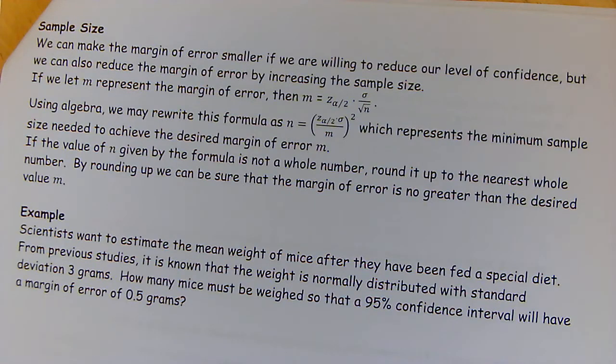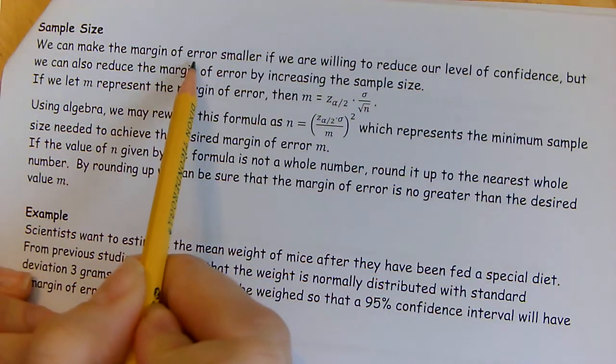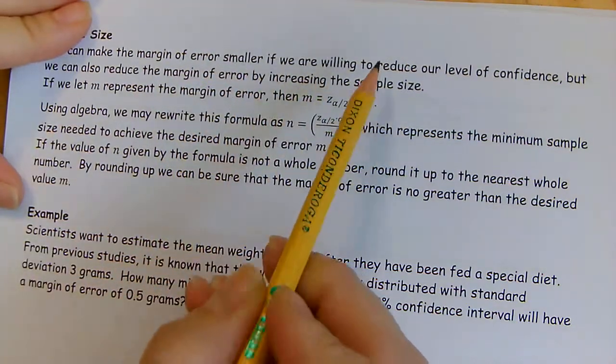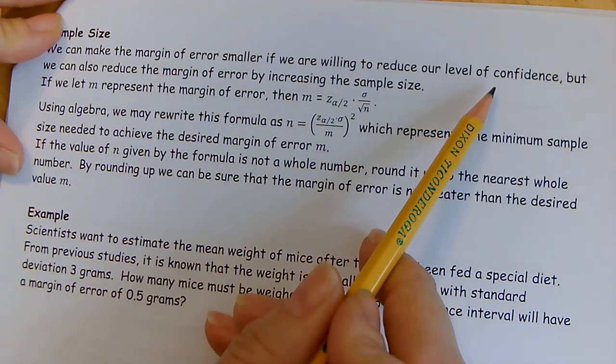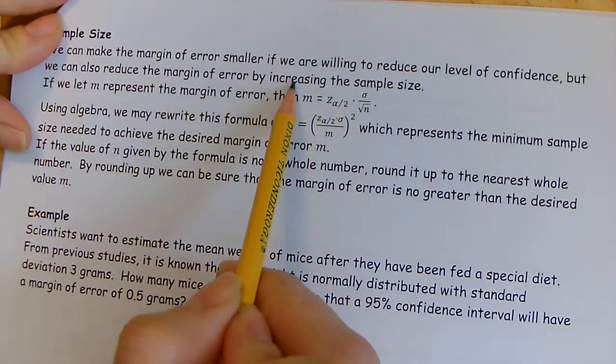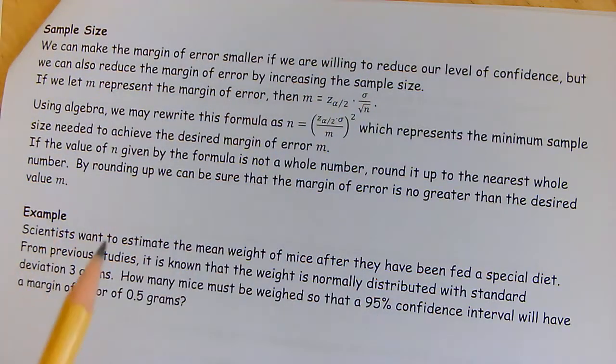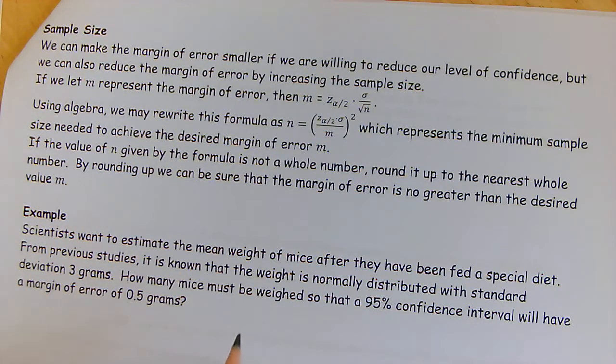The other type of example in 8.1 is when we're actually looking for a sample size needed to get a certain margin of error. So you can make a margin of error smaller if you're willing to reduce the level of confidence, or you can make your sample size larger. By increasing your sample size, you're making this more accurate, so your margin of error will be smaller.